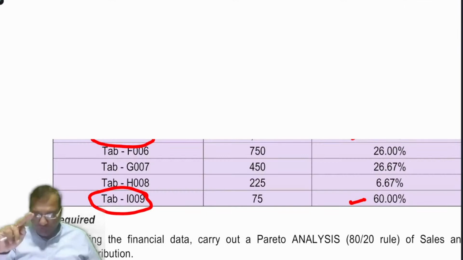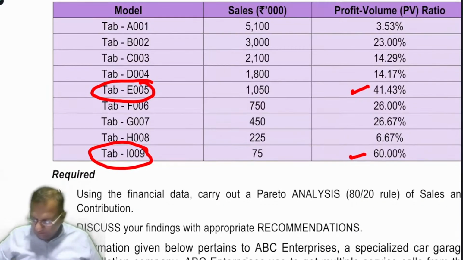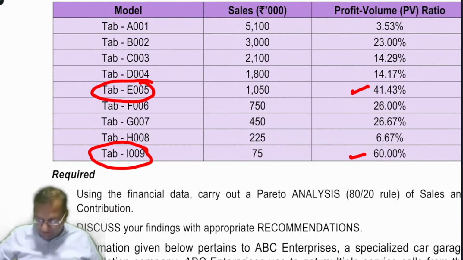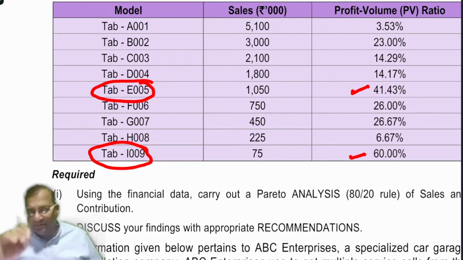You have prepared two Pareto charts. The first Pareto chart is related with sales, while the other Pareto chart is related with contribution. Now the author requires you to discuss the findings of the sales Pareto chart and the contribution Pareto chart, and then give your appropriate recommendation. Okay. So I'm giving you some hint, beta.